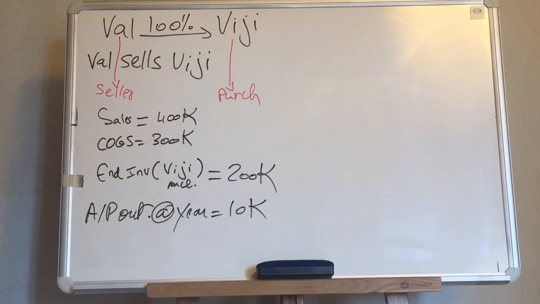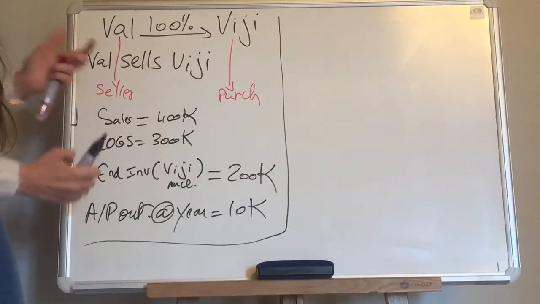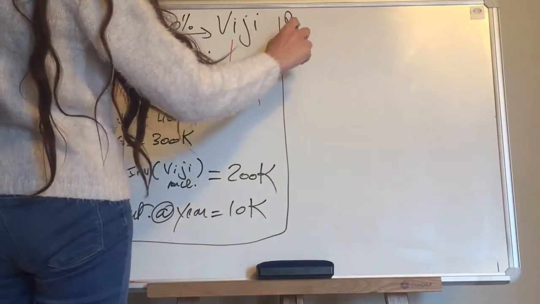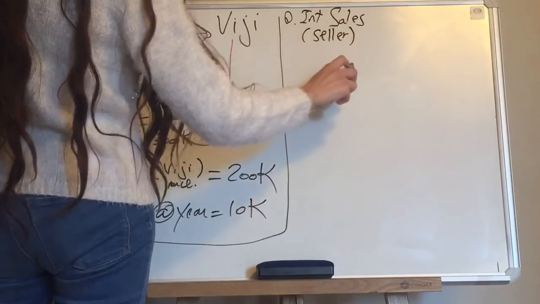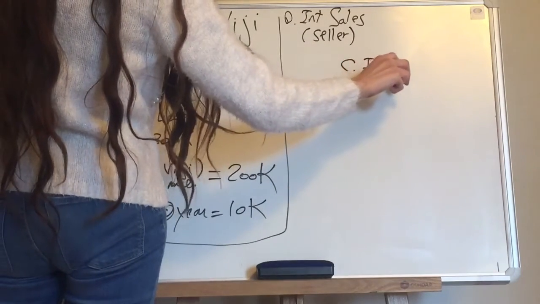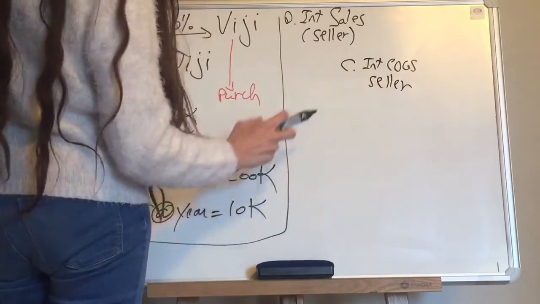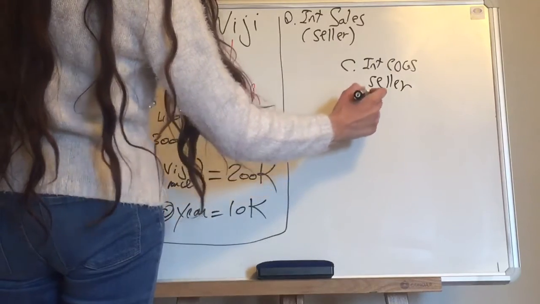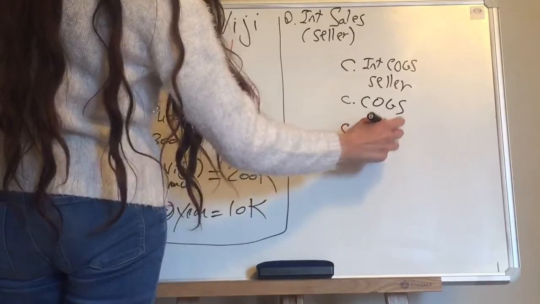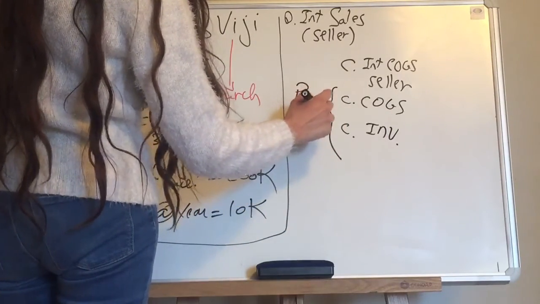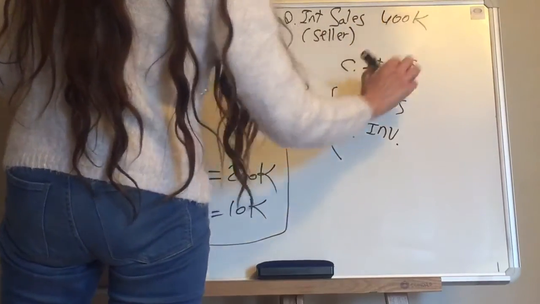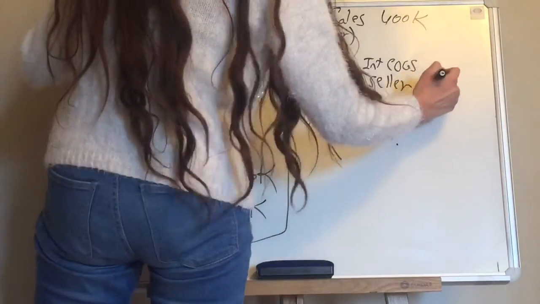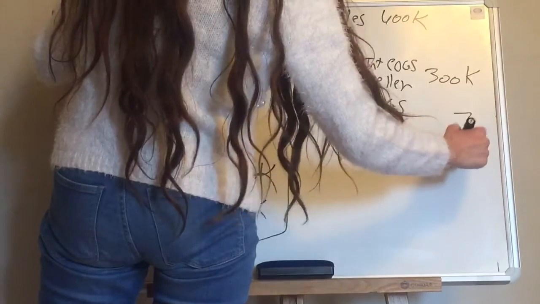So we should do the elimination journal entry. You have to debit the intercompany sales of the seller. You have to credit the intercompany cost of goods sold of the seller. The intercompany profit is eliminated against the cost of goods sold and the ending inventory of the purchaser. Intercompany sales, it's very simple, this is given, 400K. The intercompany cost of goods sold of the seller, this is given as well, 300K. And the profit is 400 minus 300, it's 100K.